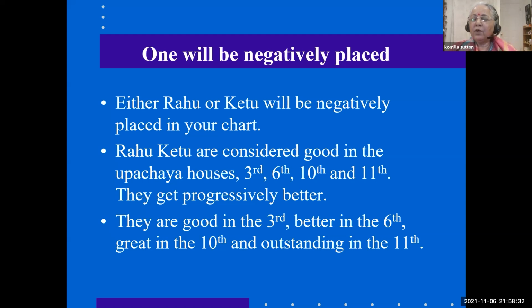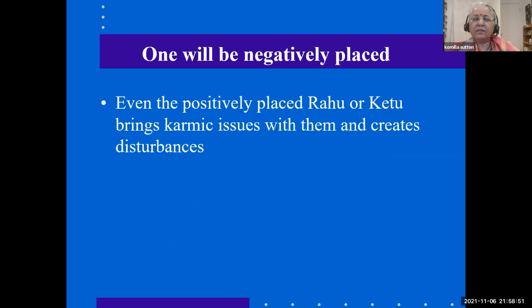So one will always be negatively placed, either Rahu or Ketu. Rahu Ketu are considered good in Upachaya houses, 3, 6, 10, 11. They get progressively better. They are good in the 3rd, better in the 6th, great in the 10th, outstanding in the 11th.